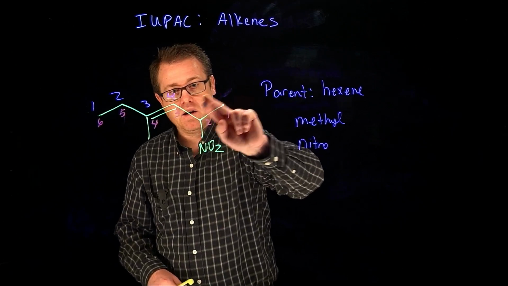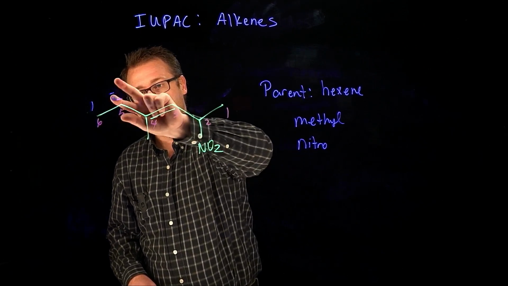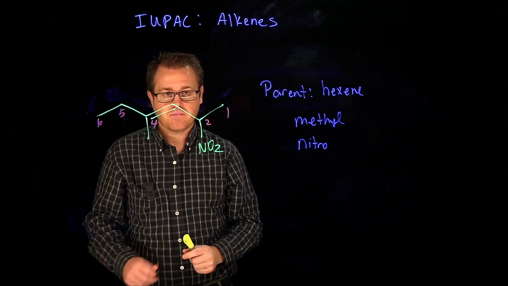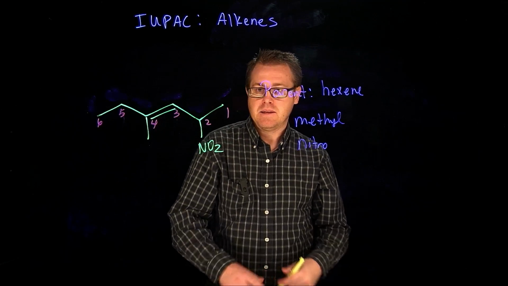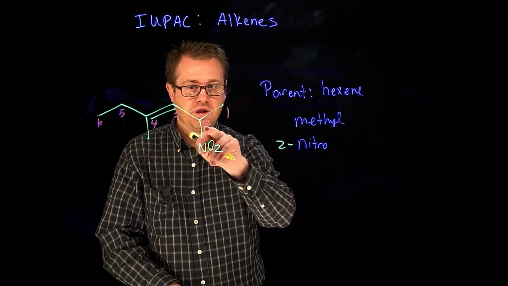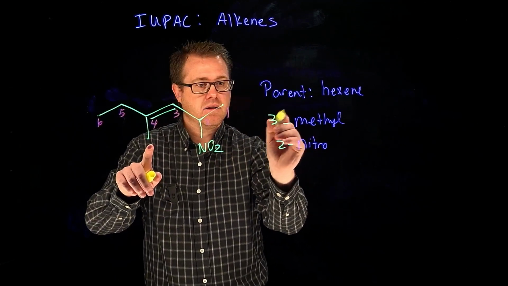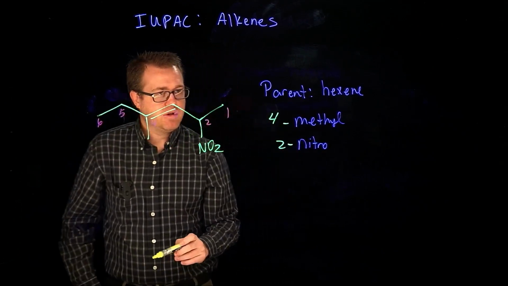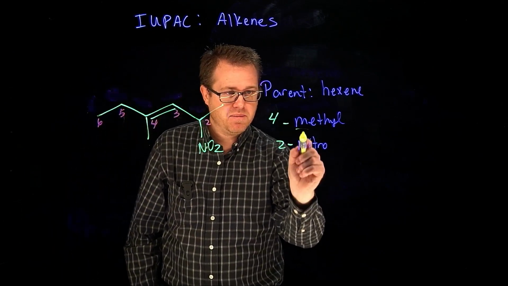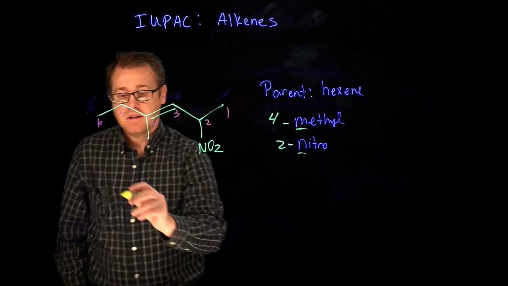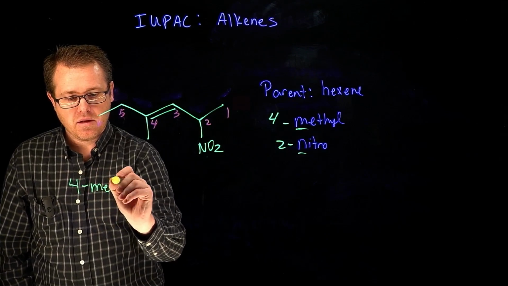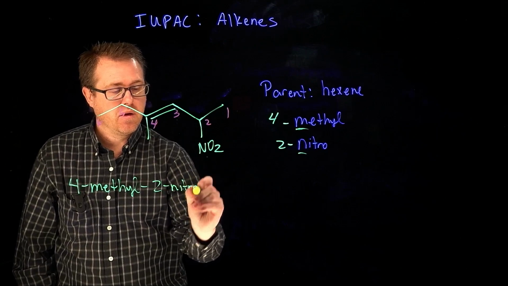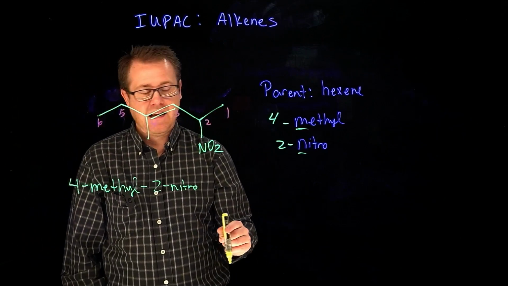So that would mean the pink numbers right there help us break that tie. So that means our nitro is at carbon 2 and our methyl is at carbon 4. Now we put that all together in alphabetical order. M comes before N. So that is a 4-methyl, 2-nitro. And then we have hexene.